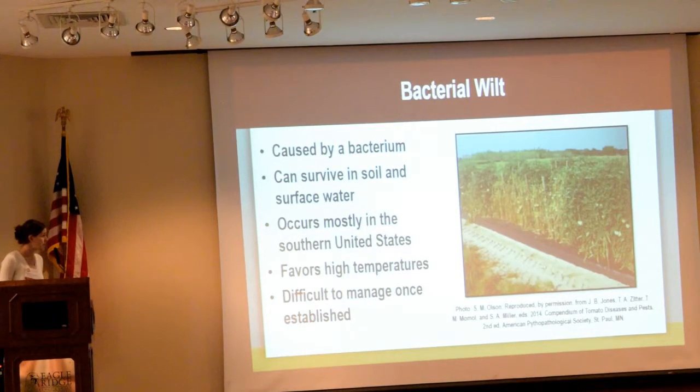Bacterial wilt is another bacterial disease. It can survive in soil and in surface water. It occurs mostly in the southern United States. I have seen this in the greenhouse, and there were pretty devastating plant losses in the greenhouse. This is also an issue in the field. This disease favors high temperatures, and it can be very difficult to manage once it's established.